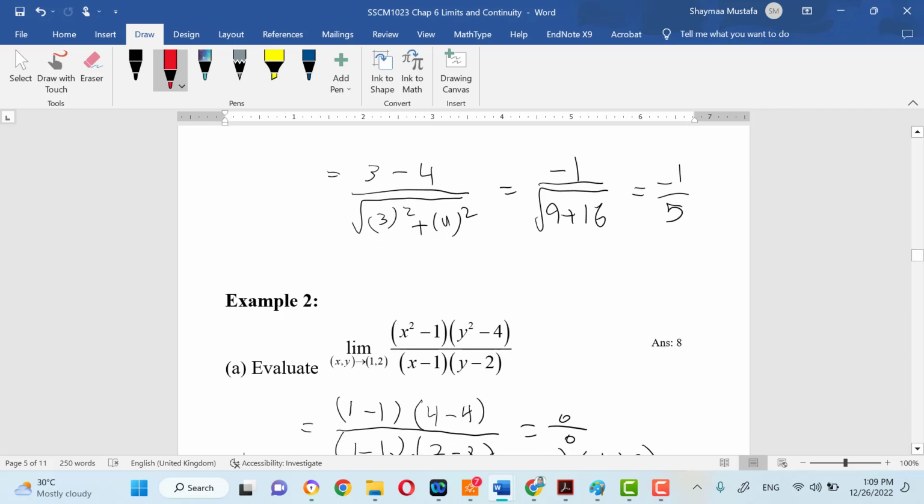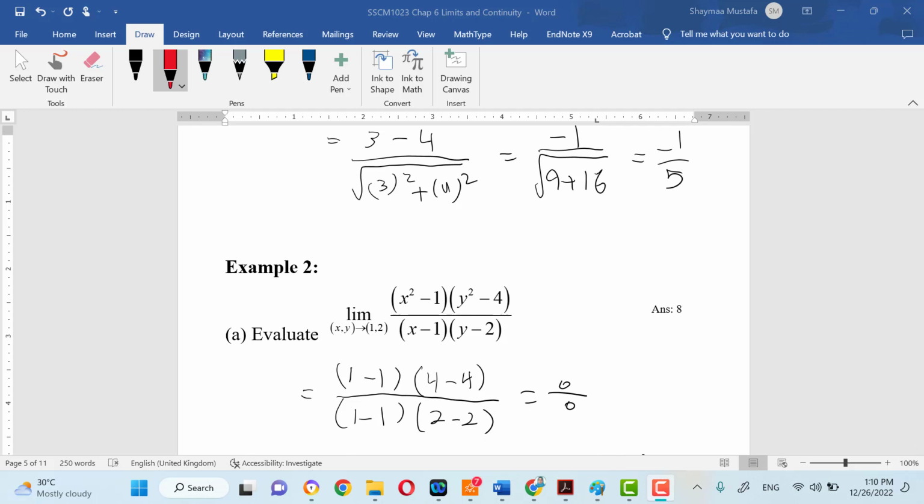So x² − 1 will be 1 − 1. y² − 4 is equal to 4 − 4, because y is equal to 2 and 2² is 4. Over 1 − 1, over 2 − 2.